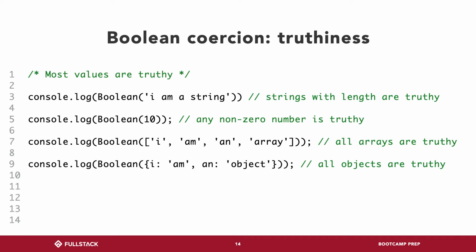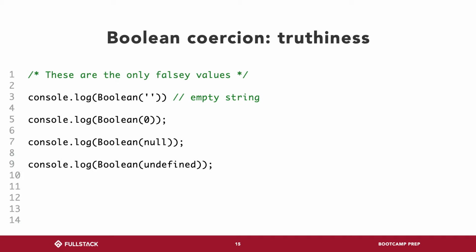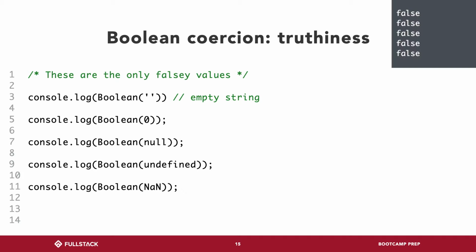But this is also truthy, and objects are just key value pairs. So the key of i is equal to the string and. The key of n is equal to the string object. We'll talk about this more next week, but that's what it looks like, okay? And these are actually easier to work with than they might look, okay? These are the only falsy values: empty string, 0, null, undefined, not a number. I got them all. Nice.